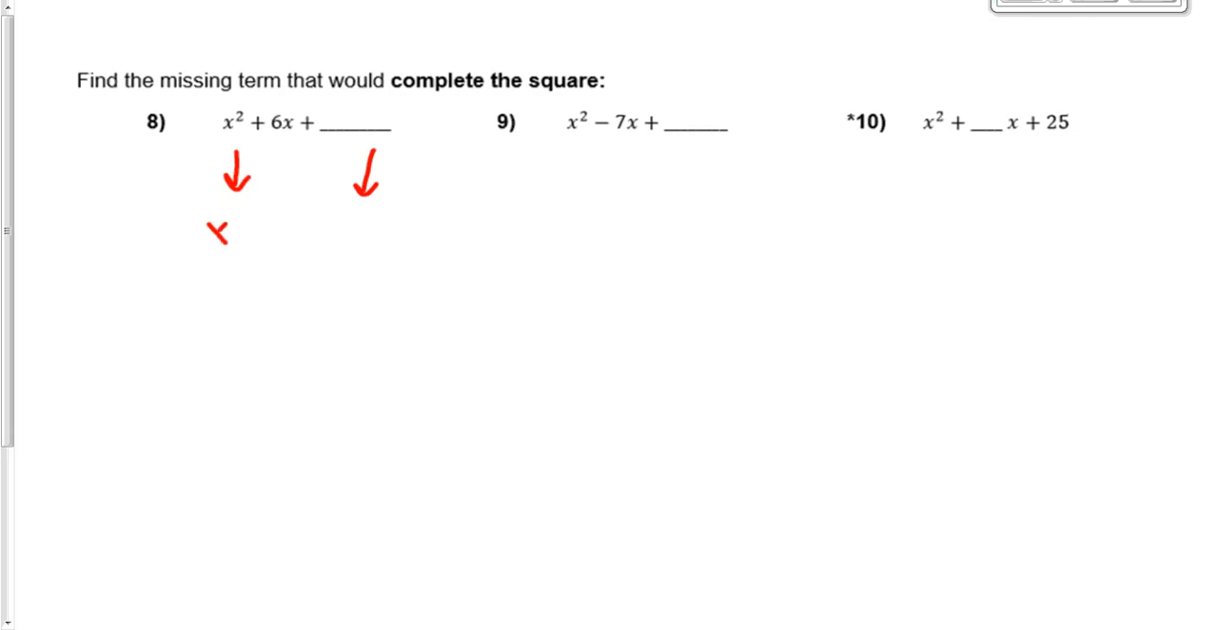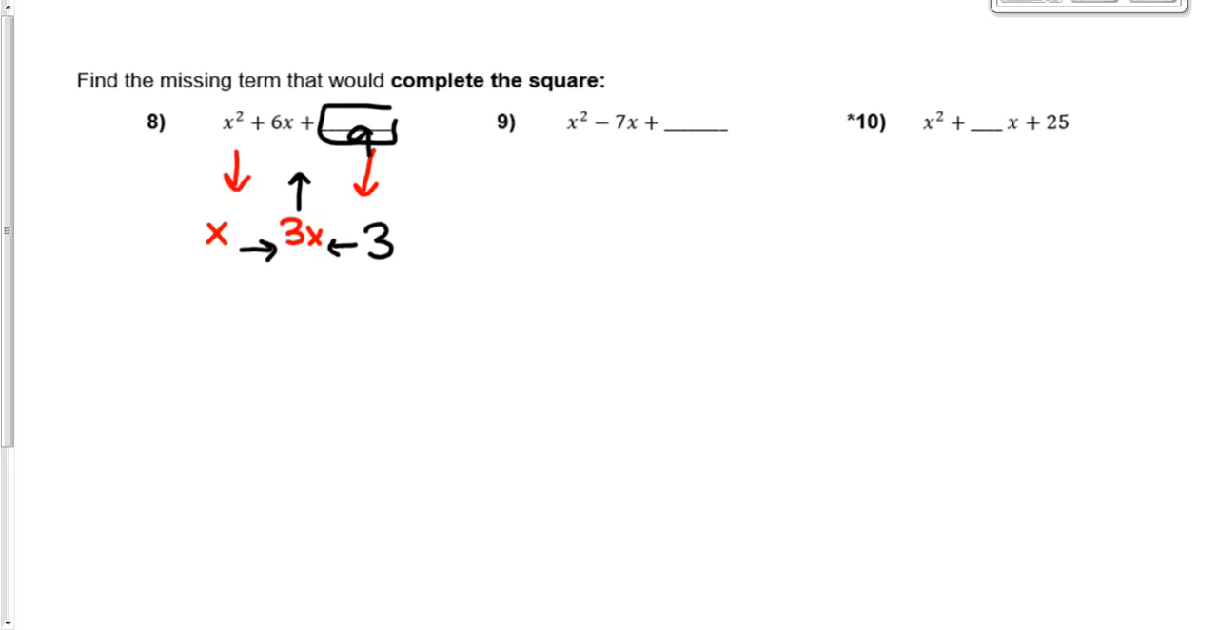X squared gives us the x. But I don't know what this last number is, okay? So I want to think through, what would this middle term have been before I doubled it? Oh, this is the same as the one we just did. But that's okay. It would have been a 3x, right? Because it was the thing that was doubled to create 6x. Well, the x contributed to the 3x, but that means there had to be a 3 over here that contributed to 3x. Well, what number would go up here that I would square root and make that 3? It would be a 9.